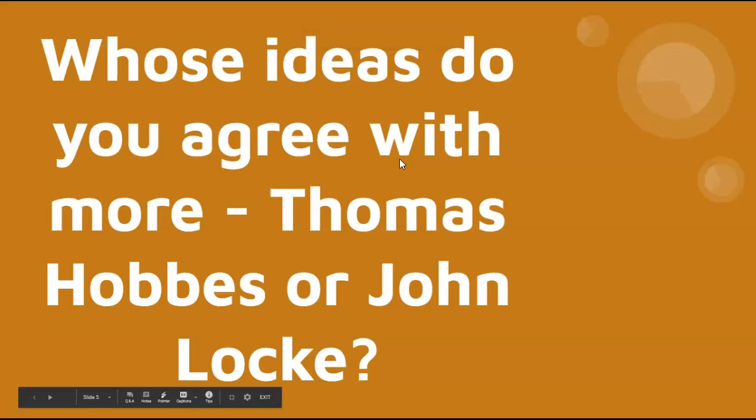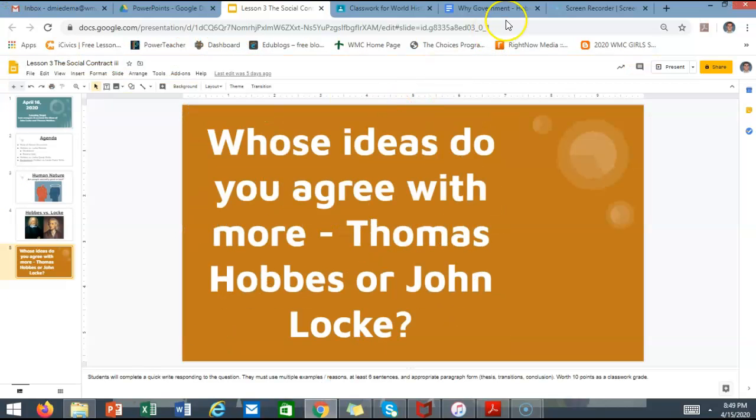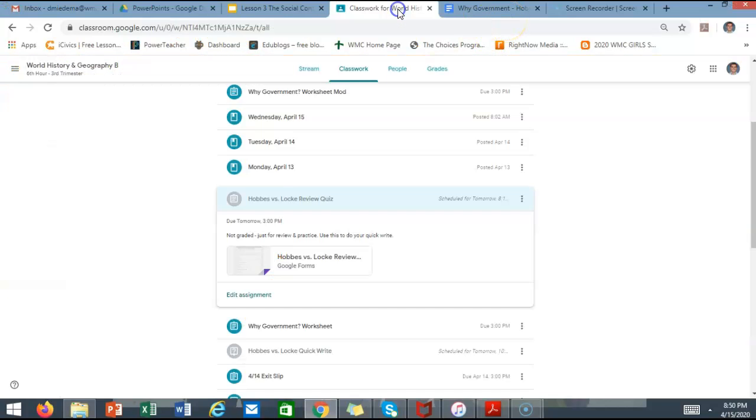This quick write is due today, 3 p.m. Whose ideas do you agree with more? Thomas Hobbes or John Locke? So first, make sure you understand how their ideas are different and how their ideas are similar. But you can't say you agree more with one when they both think the same thing. So know their similarities and differences. You may use the quiz worksheet and notes to do this.